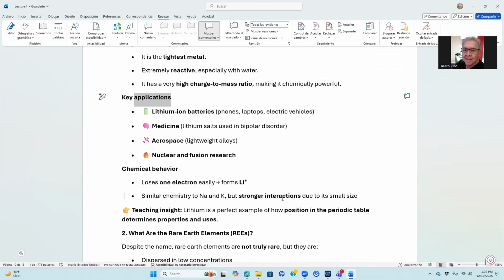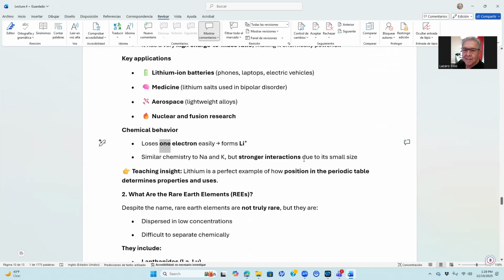Key applications. Battery: lithium-ion batteries, phones, laptops, electric vehicles. Brain medicine: lithium salts used in bipolar disorder. Aerospace: lightweight alloys. Nuclear and fusion research. Chemical behavior. Loses one electron easily, forms Li+. Similar chemistry to Na and K, but stronger interactions due to its small size.